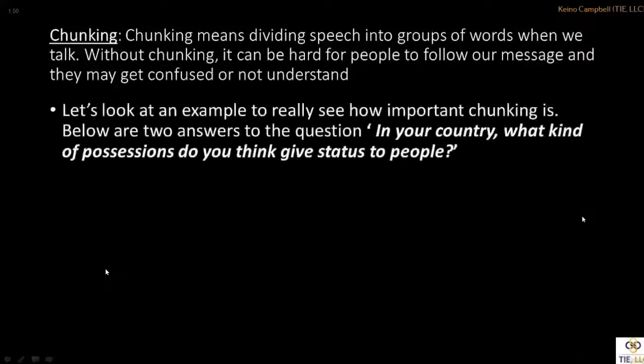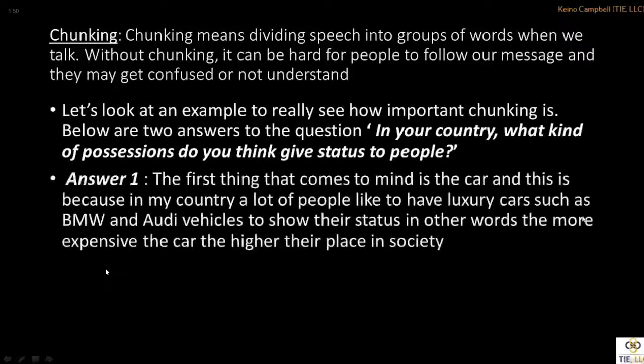Below are two answers to the question, in your country, what kind of possessions do you think give status to people? Here's answer one. Now, it's difficult for me because I just naturally chunk, but I'm going to try to read this without any chunking so that you can get the idea of what we're talking about.